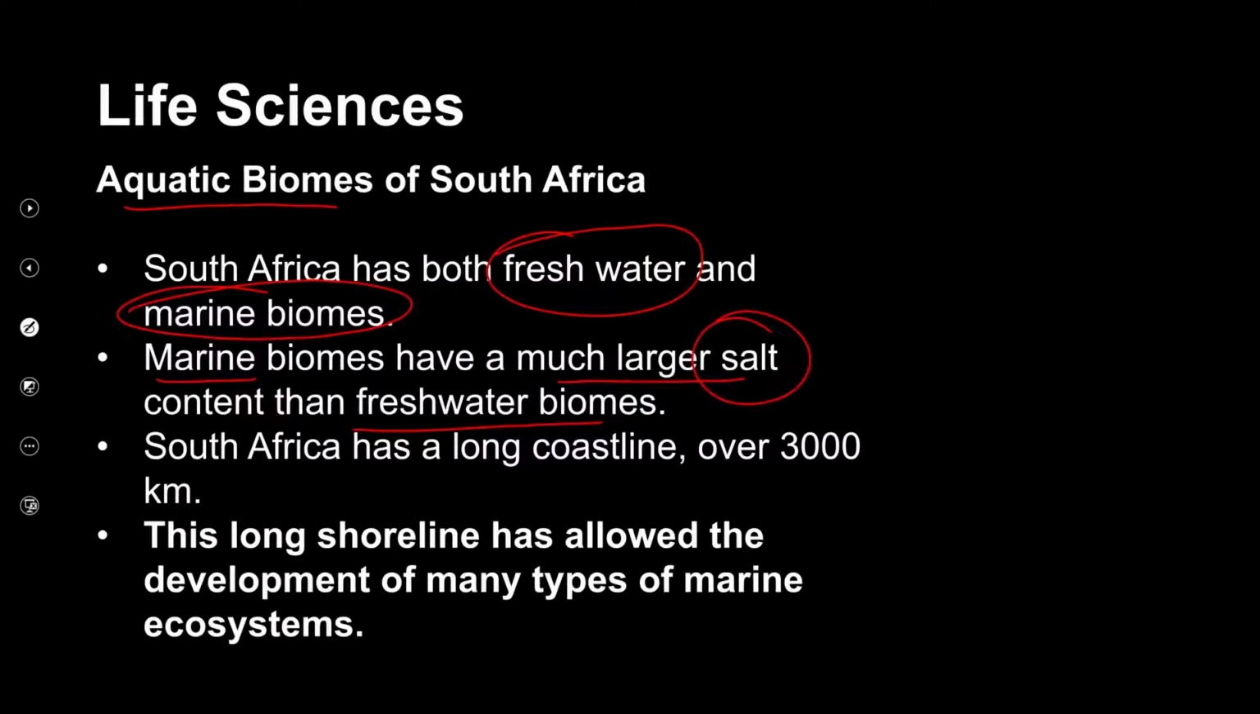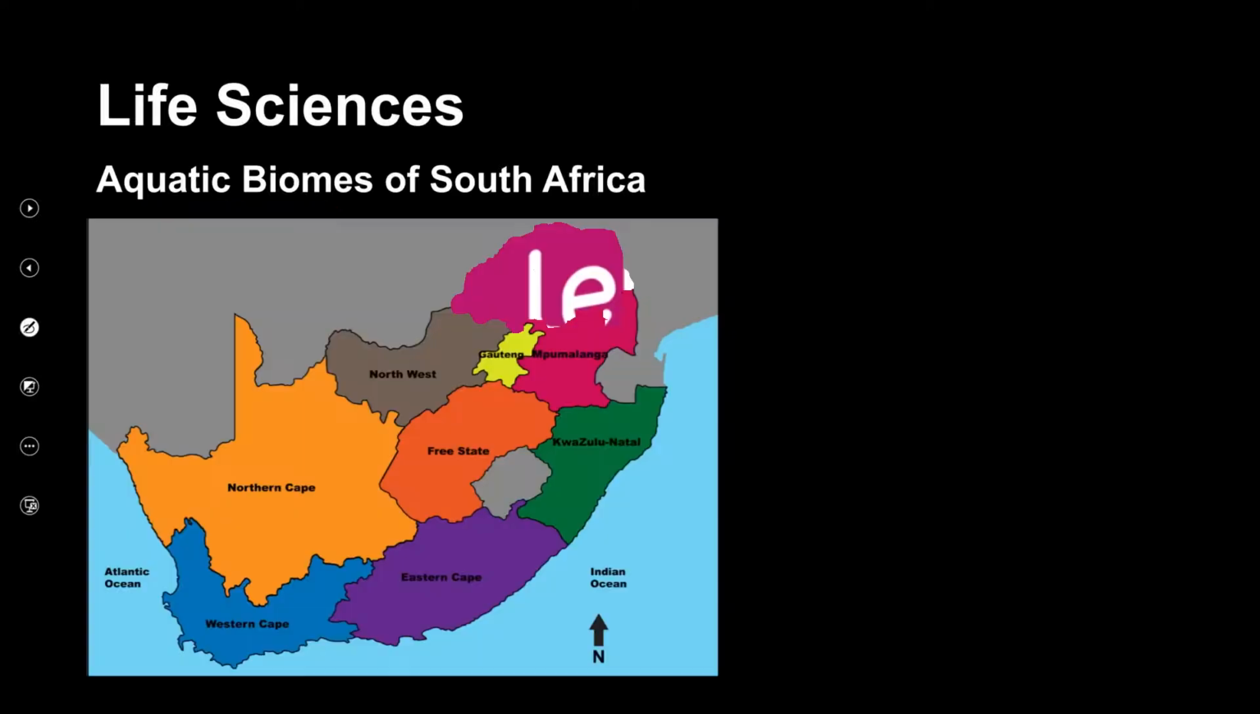South Africa has a long coastline which stretches over 3,000 kilometers along the east coast, the southern parts, as well as the western coast. This long shoreline allowed for the development of many types of marine ecosystems. So we're going to look at these biomes from trying to understand this.